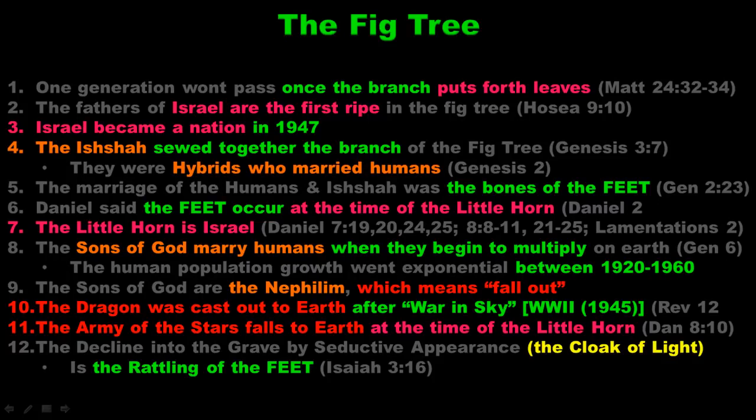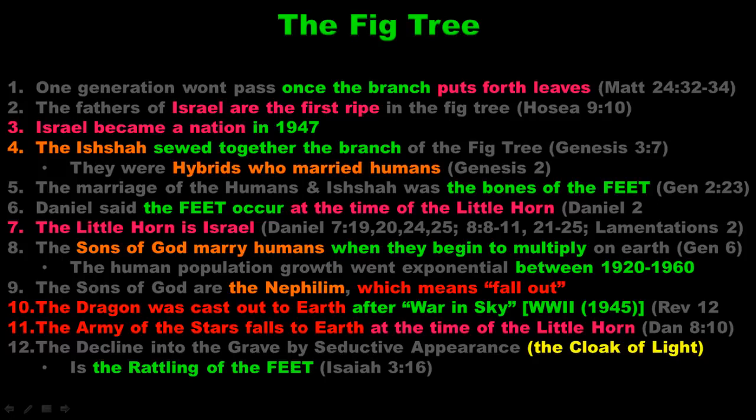then the sewing together of the fig tree branch in Genesis 3 may also refer to 1947. Genesis 3 tells us the fig tree branch was sewn together by the Ishah, the hybrids, and the humans with them, and that occurred in Eden, which we know is near Mesopotamia and modern-day Iraq. So we know they were created. The Ishah was created in that time. But here it's referencing 1947 when it says they sewed together the fig tree branch when they started using the shaft. Genesis 2 tells us the Ishah were hybrids created by the Yahweh in order to marry the humans.